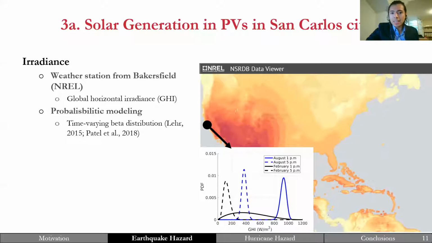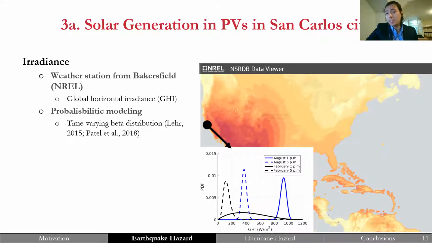And you can see here that generation varies according to the time of the day. You have lower generation when the sun is down, but when the sun is up, at noon or 2 or 3 p.m., you have the highest generation. And generation also changes by month, by season. You have higher generation during the summer and lower generation during the winter. So we incorporated that into our analysis.